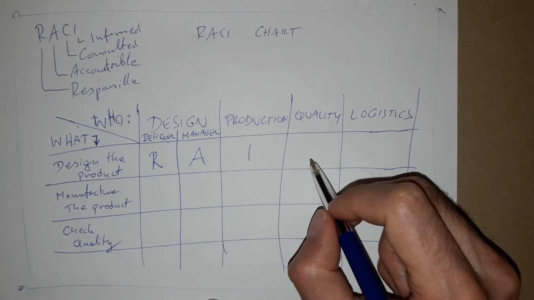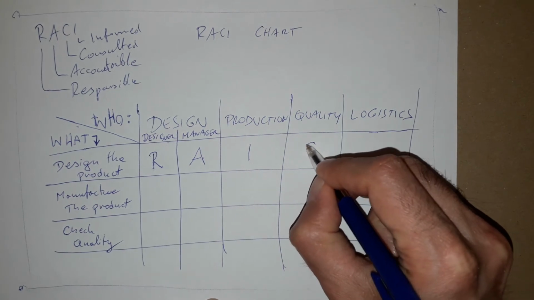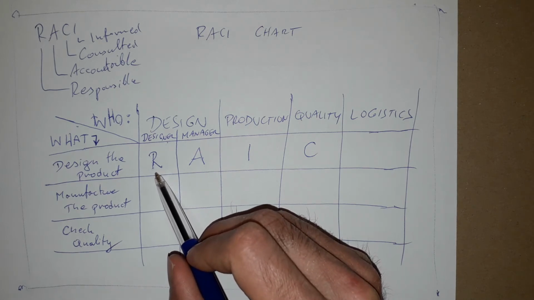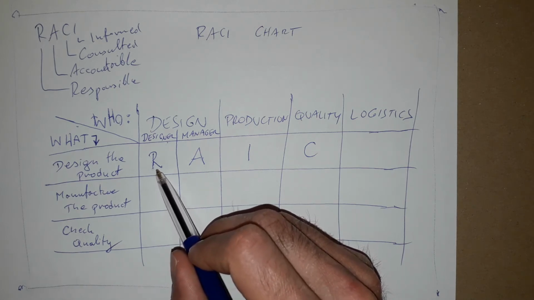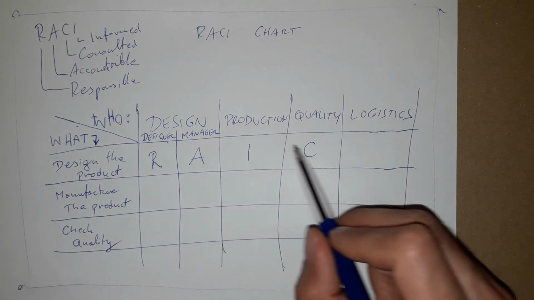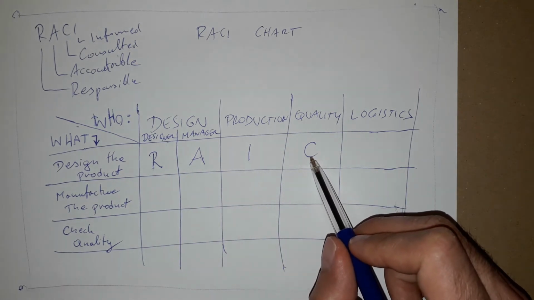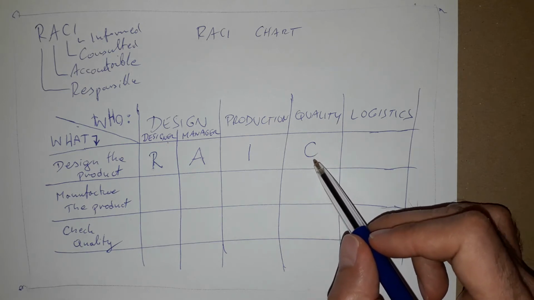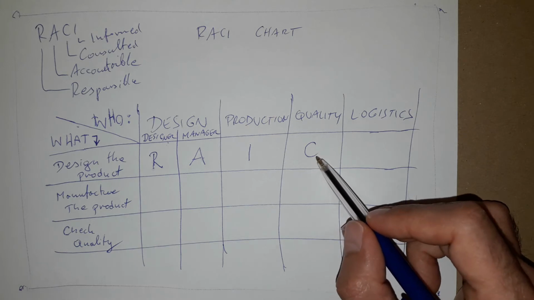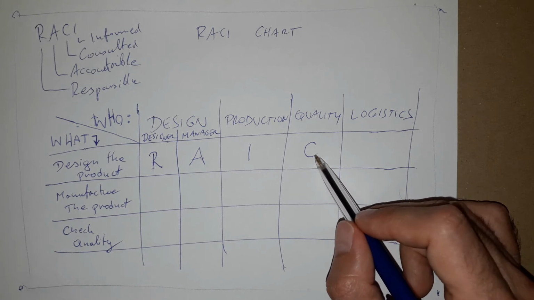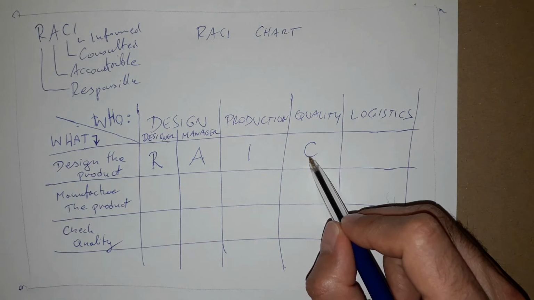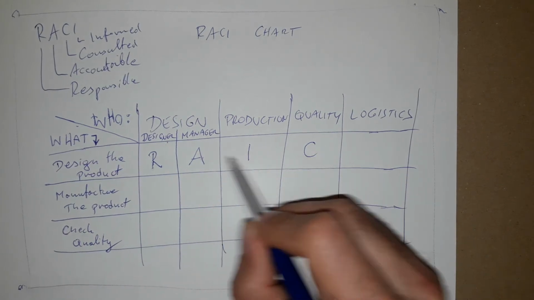and here the quality department can be consulted. So for example, if a designer is doing a new version of a wheel for a car, the designer can ask the quality people to check if there were any issues regarding the previous version of the wheel. Are there any quality claims and field claims? So this person can give some valuable information to the designer. So this is a consulted person. But then production just needs to be informed.